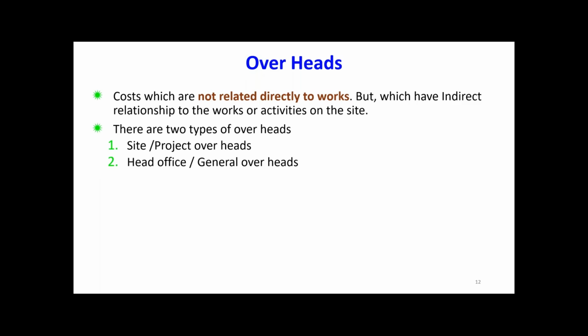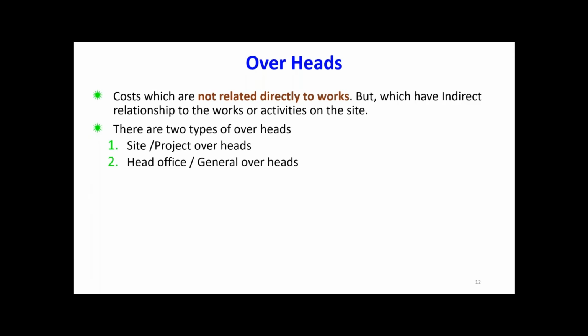There are two types of overhead. One is the site or project overhead. Another one is called head office or general overhead. Site or project overhead, or head office or general overhead. These are the two different overheads. So let us understand one after one. Site overhead. So let's start with the site overhead.